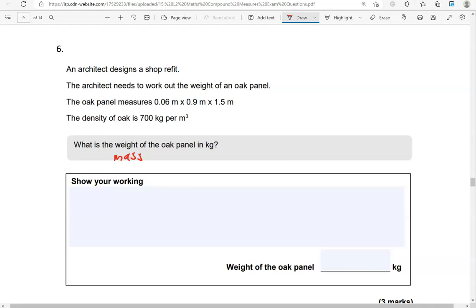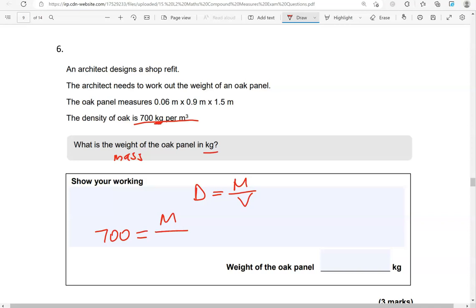So we've got density and mass, so we need the density formula. So density is equal to m divided by v. Do we know the density? Yes, it's 700 kilograms per cubic meter. So 700. Do we know the mass? No, we don't. We need it in kilograms.